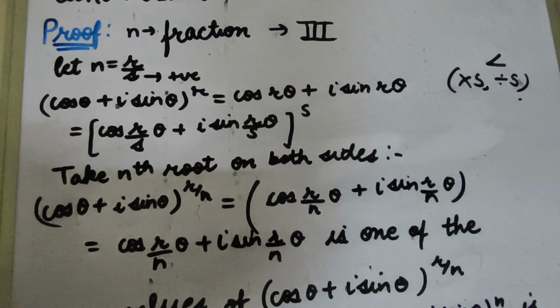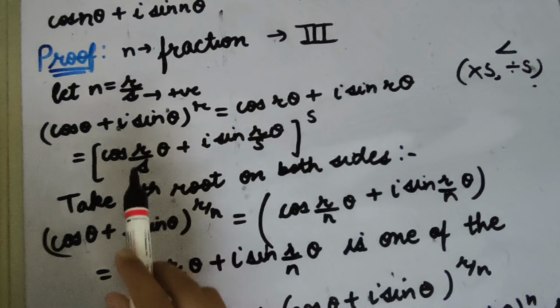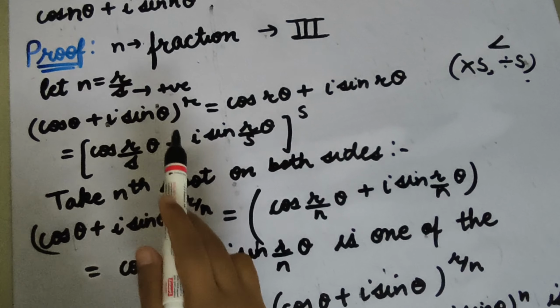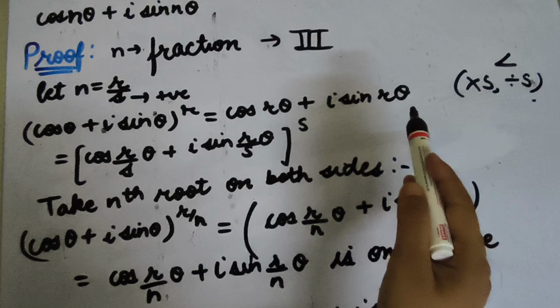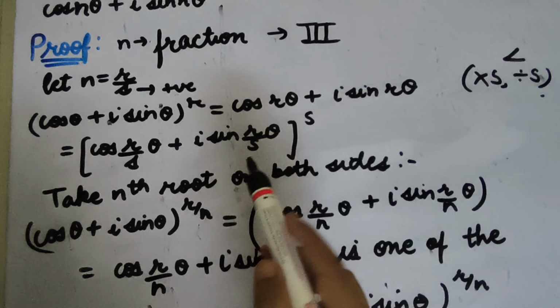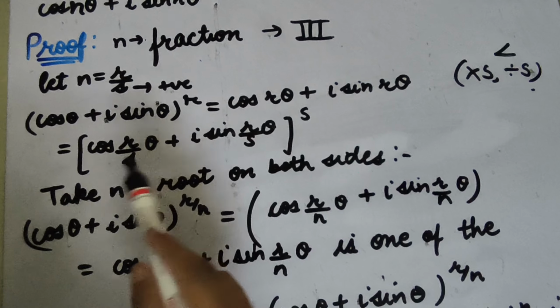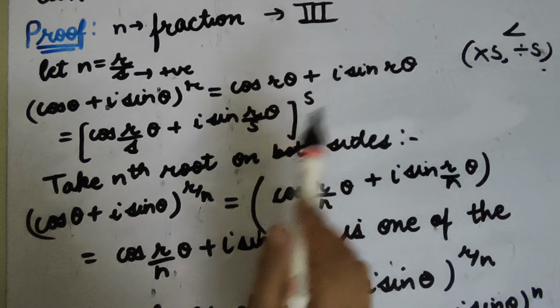Now we will consider the third case where n is a fraction. So let n equal r by s, where s is a positive integer and r is any integer. Now (cos theta + i sin theta) to the power r will be cos r theta + i sin r theta by the results of the first and second case. Now we will multiply the angle by s and divide by s, so it will become (cos of r by s theta + i sin of r by s theta) to the power s.